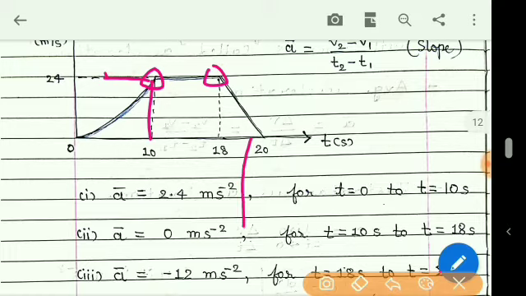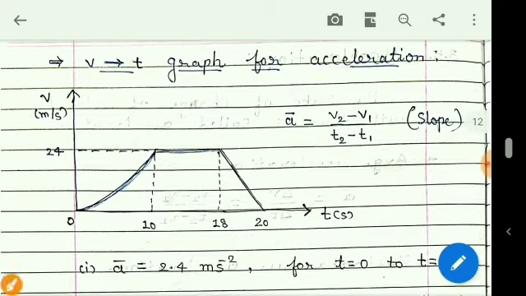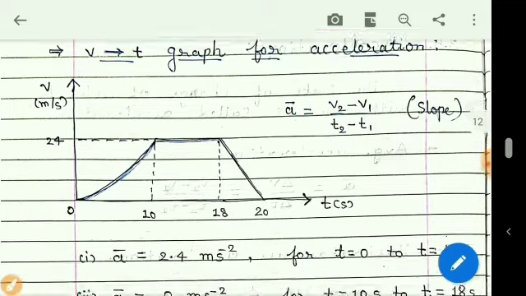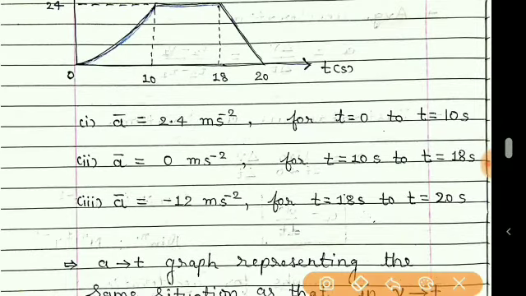And so if we put those values, final and initial, then their difference will be 0 because both are 24. So 24 minus 24, the difference of velocity will be 0, and 0 upon anything will be 0. And so we get the acceleration equal to 0. So if the velocity is constant, acceleration is 0.